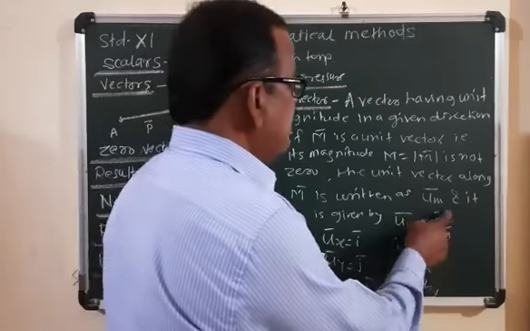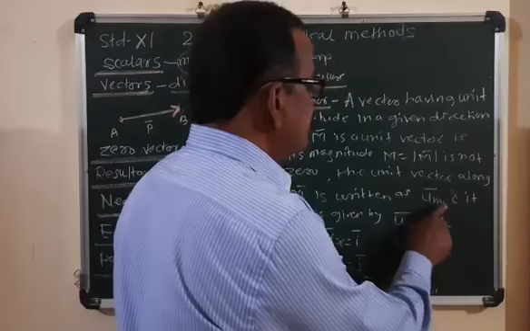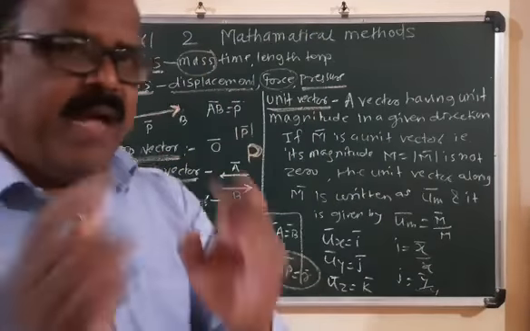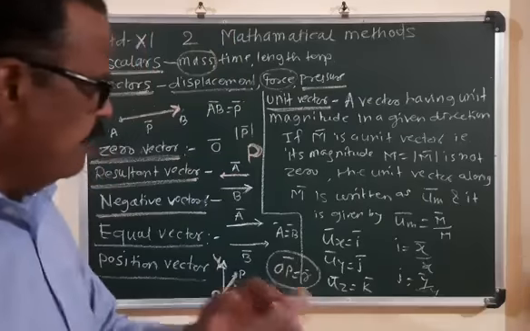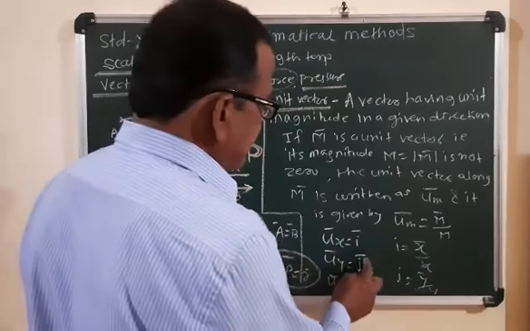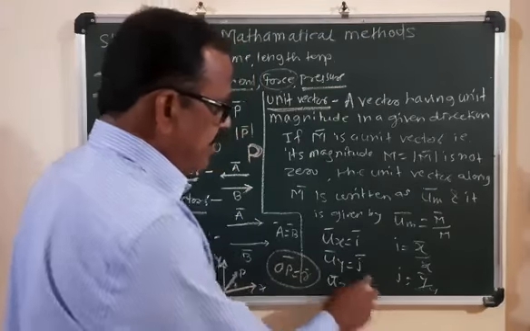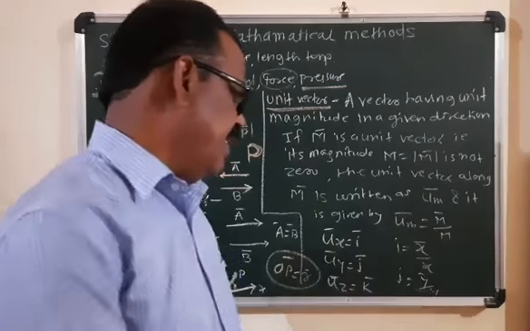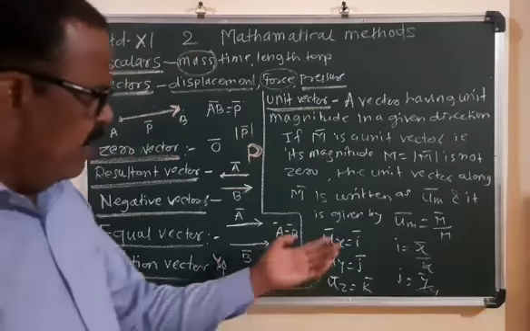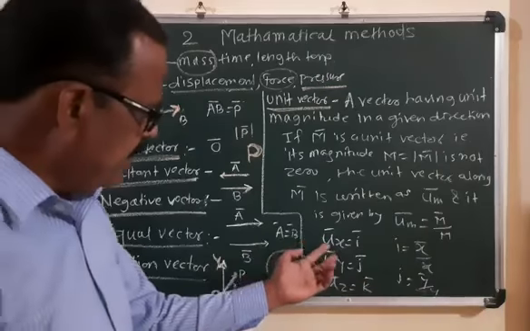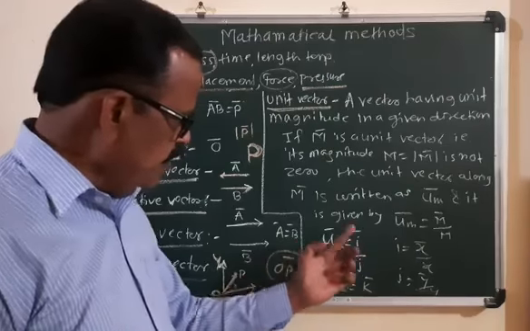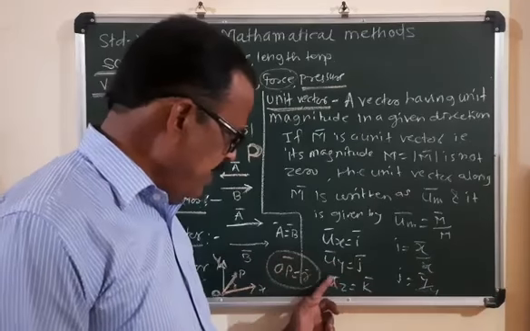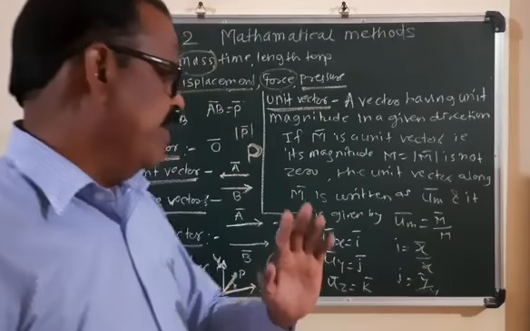It is called the unit vector. For a three-dimensional coordinate system, i bar, j bar, and k bar are the unit vectors along the x-axis, y-axis, and z-axis. Then the unit vector along the x-axis can be represented by ux bar is equal to i bar, uy bar is equal to j bar, uz bar is equal to k bar.